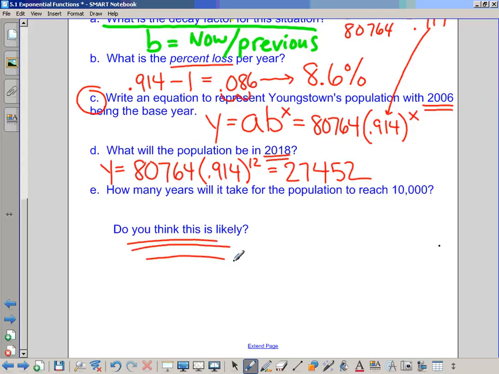Do you think it's likely for this city to ever have a population that low? Certain factors to consider. Will this rate continue? Will Youngstown have a rebound? Will more people move there for some reason? So go ahead and think about that, and we'll discuss that tomorrow.